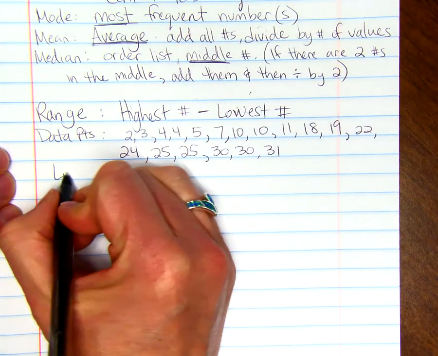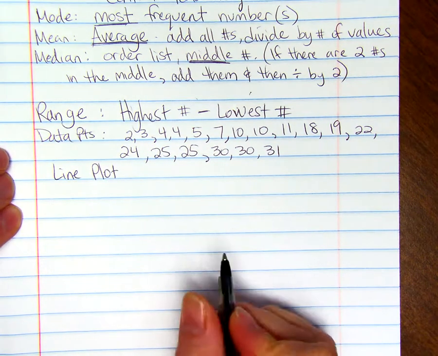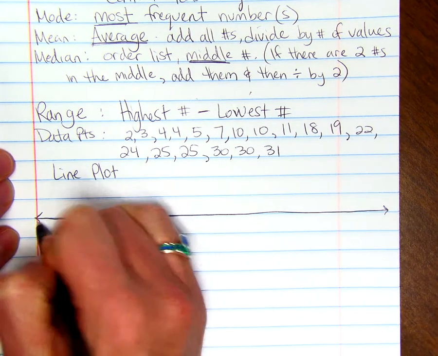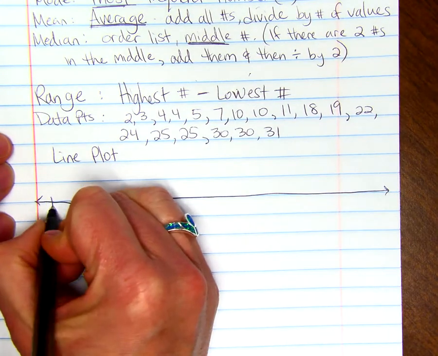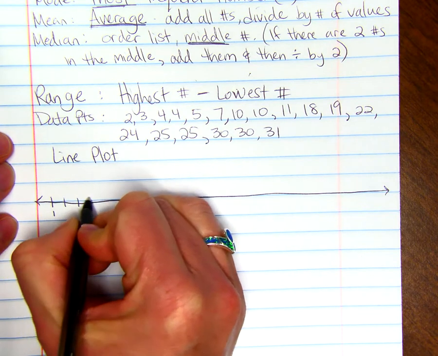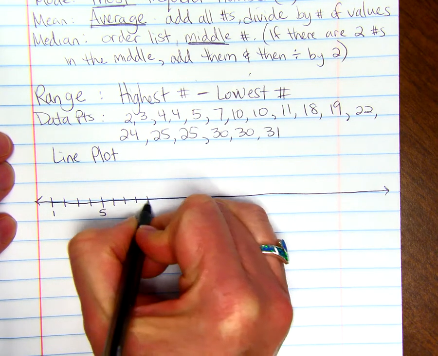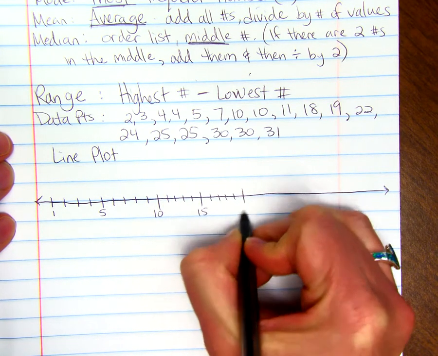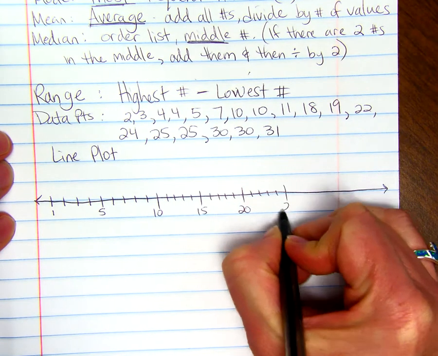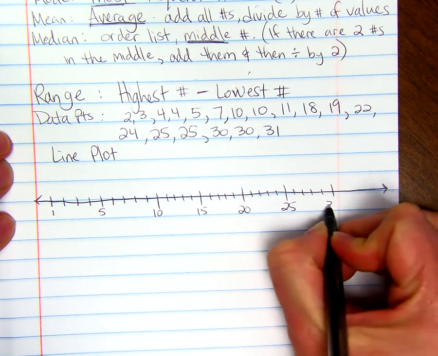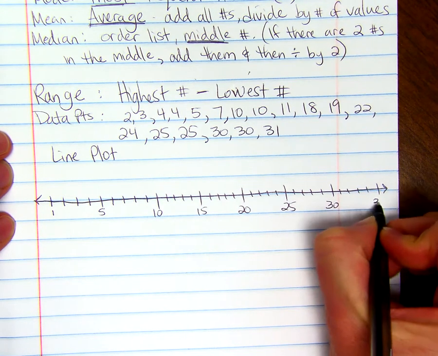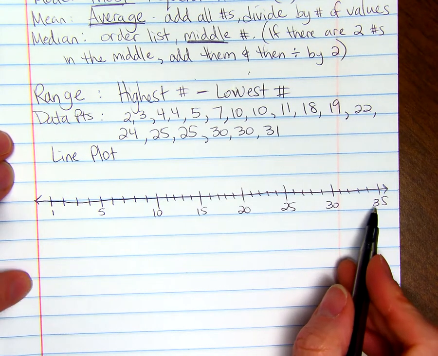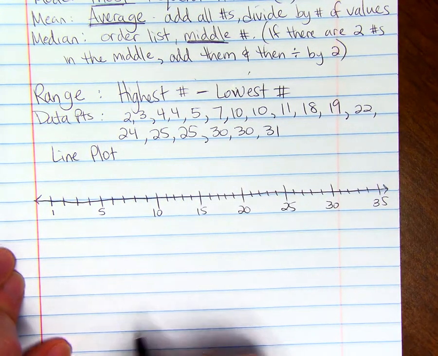I'm going to show you what a line plot looks like. For a line plot, you have to have a number line. And we're going to start with 1 and go all the way to 31. Actually, I went to 35 just because it could fit. As long as you have 31, then you'll be able to put all your data on here.